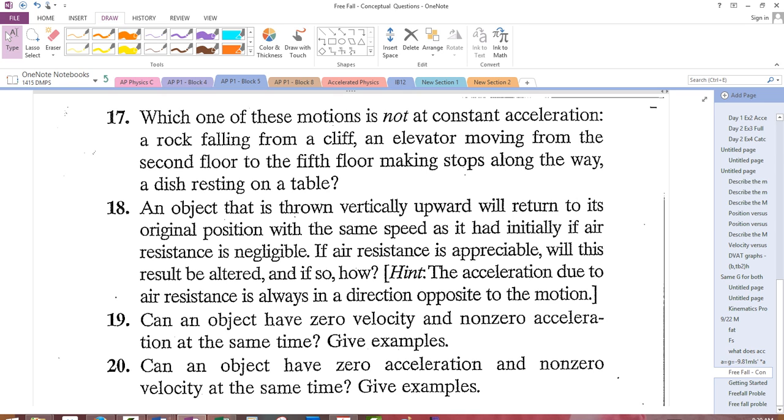When the velocity is constant. So like, I don't know, a car going down the street at 40 miles an hour. No.